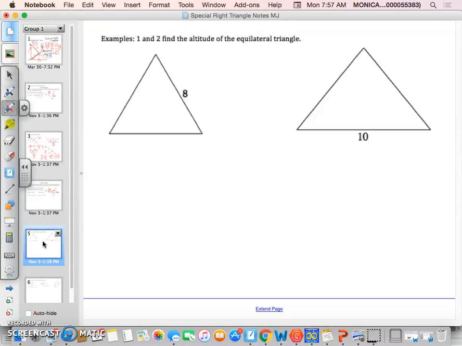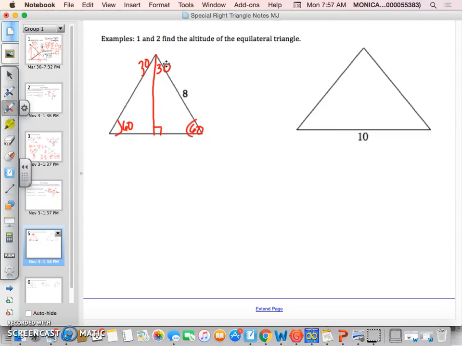So if I have this equilateral triangle, the first thing I can do is drop an altitude. And we know that since all the angle measures are 60 in an equilateral, this one is going to cut it in half. So both of them are going to be 30. So now you can see our 30, 60, 90 triangle.